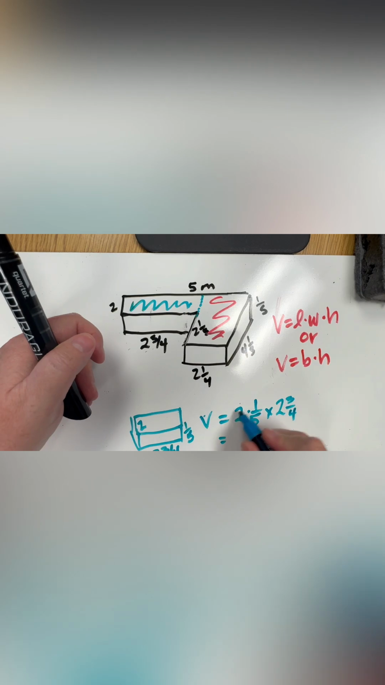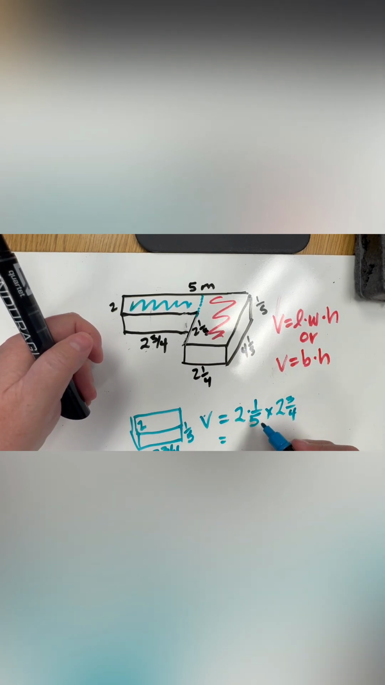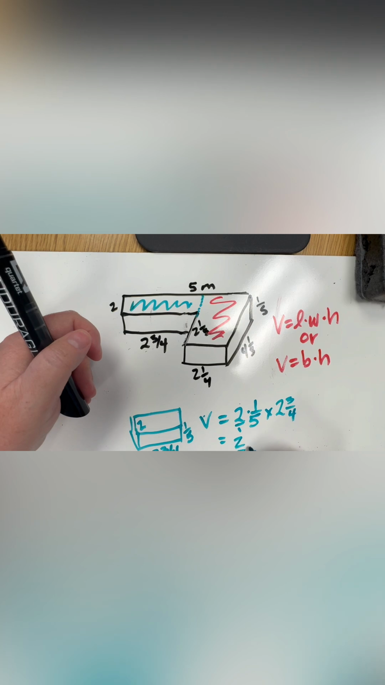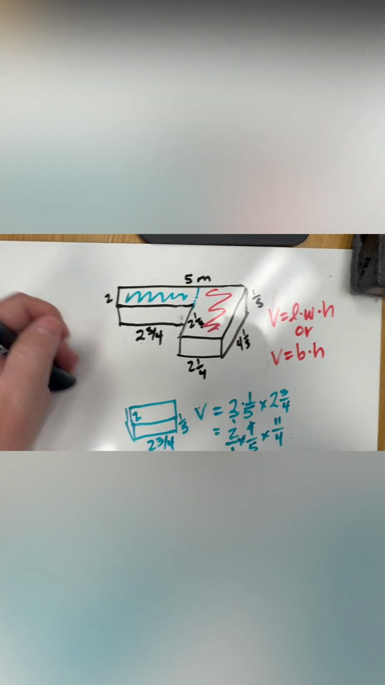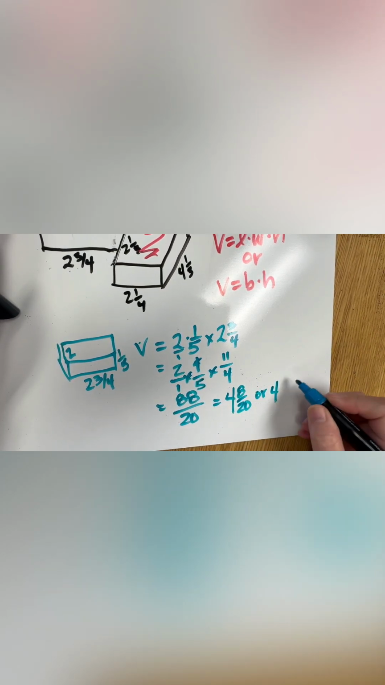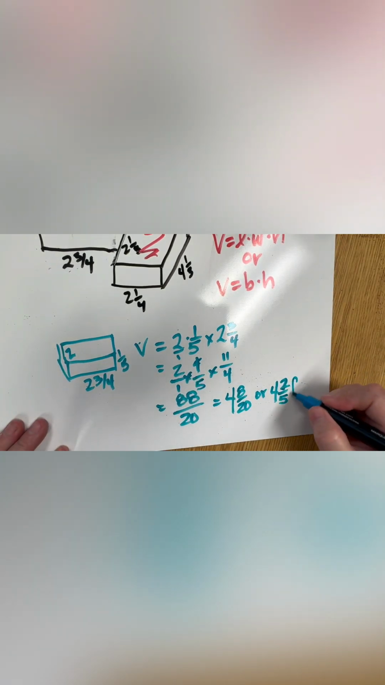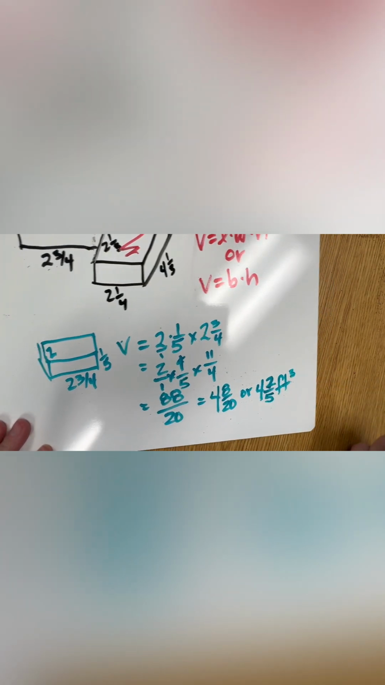So for this then, I could just do volume equals 2 times 1/5 times 2 3/4. And so I'm going to change those into improper fractions. So 2 over 1 times 1 over 5 times 11/4. So if I multiplied all that, I would get 88 over 20, which would also equal 4 8/20, or 4 2/5. And that would be feet, what? Cubed.